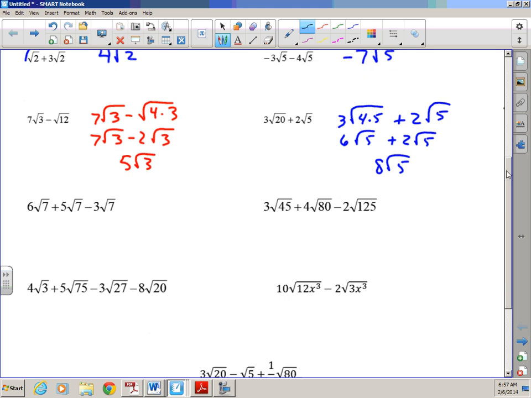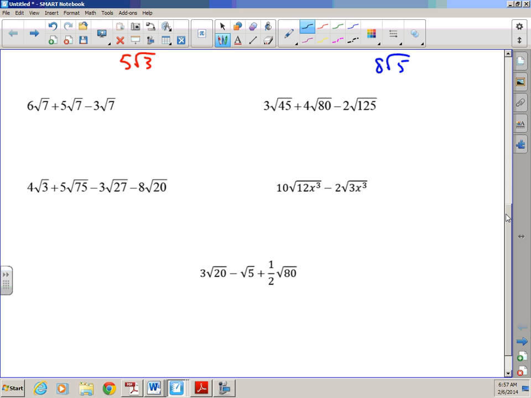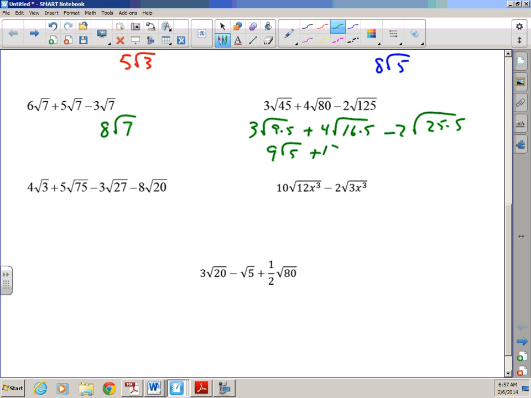Okay. Here I have 3, so I can combine them to 8 radical 7. Here I have 3, 9 times 5, 4, 16 times 5, 2, 25 times 5. I have 9 radical 5 plus 16 radical 5. Remember, I take out a 4, multiply that by 4, minus 10 radical 5. When I combine these, I get 15 radical 5.